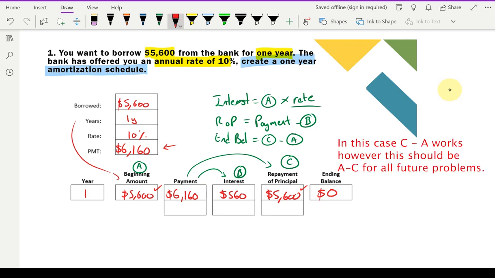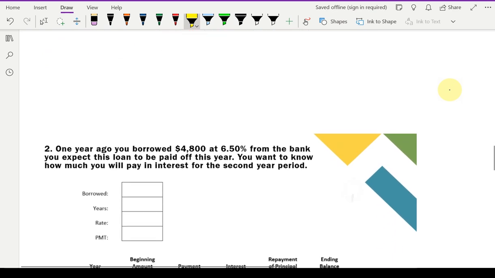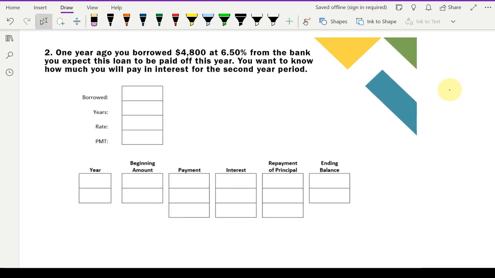The key thing here is to remember that the interest payment is made up of two parts, the interest and the repayment of principal. Okay, let's do some more just as practice, because the more you practice with these, the better, and then hopefully the easier it gets.